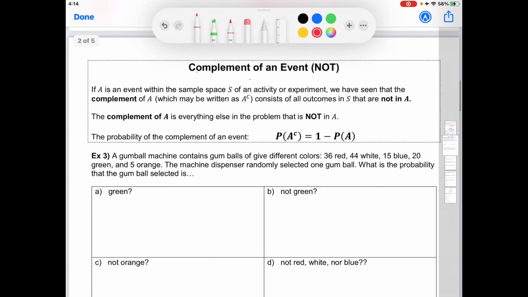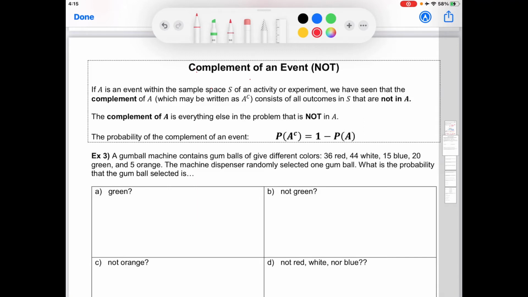Okay, so now let's talk about the complement of an event. I will give you an example before I even get into it. If I said it's a 40% chance of raining today, what's the chance it won't rain? You'll say 60%, right? So what's that? Not raining is the complement of raining.